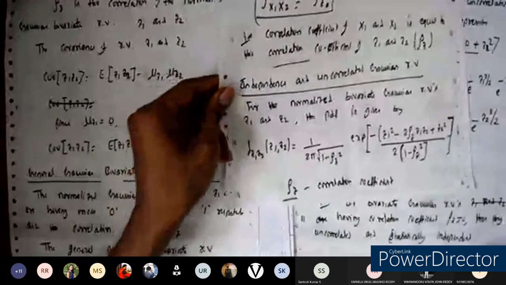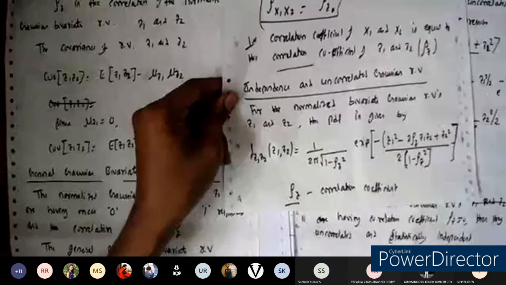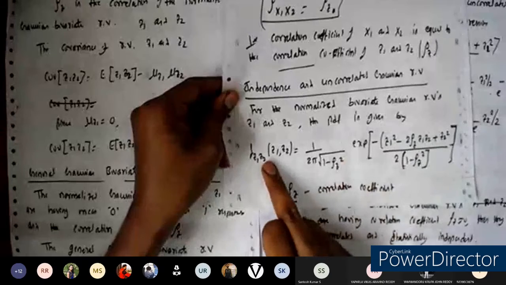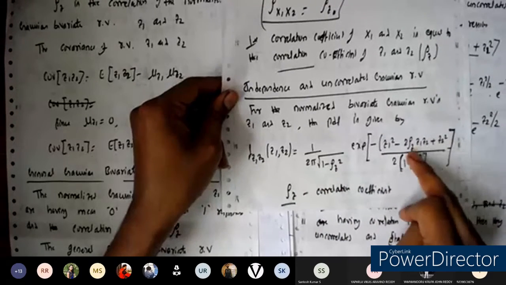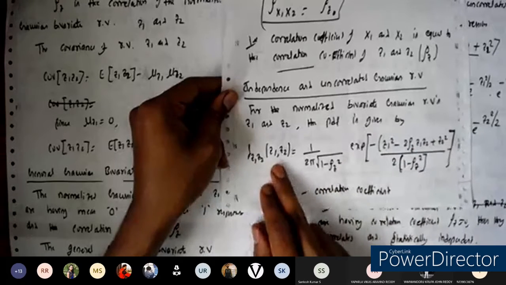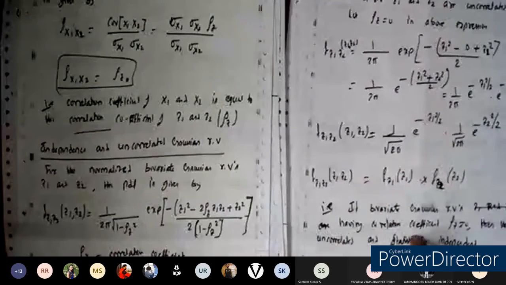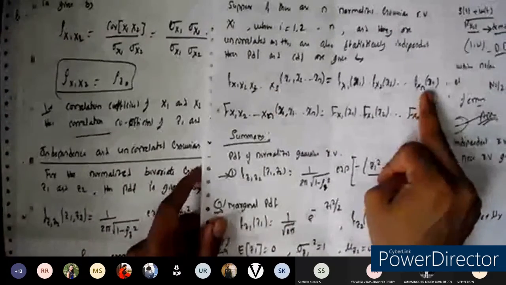Afterwards, we have seen the concept of independent and uncorrelated Gaussian random variables. This is an example where we prove that the bivariate PDF is the product of the two PDFs. That is, if the correlation coefficient is equal to 0, then the bivariate PDF is equal to the product of the individual PDFs. You call that statistical independence, or you call that the uncorrelated random variables. Okay, so this can be extended for n random variables like this.